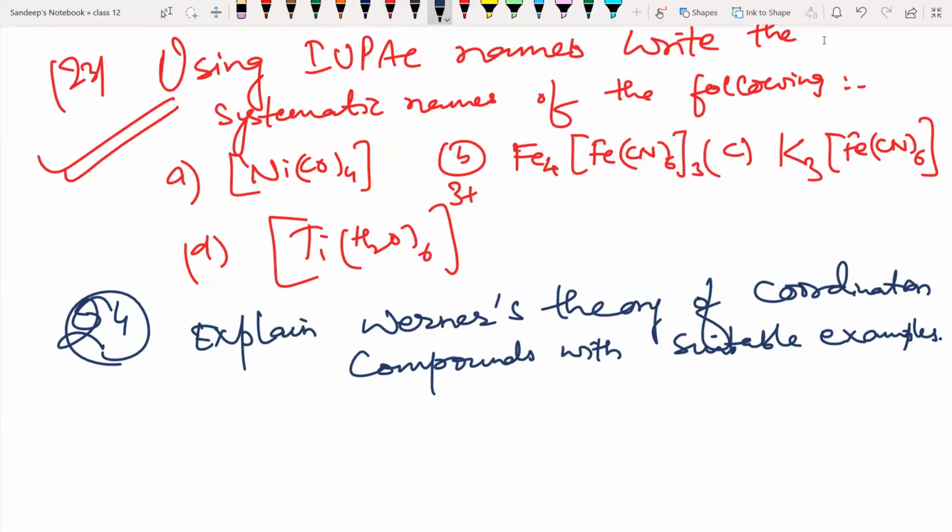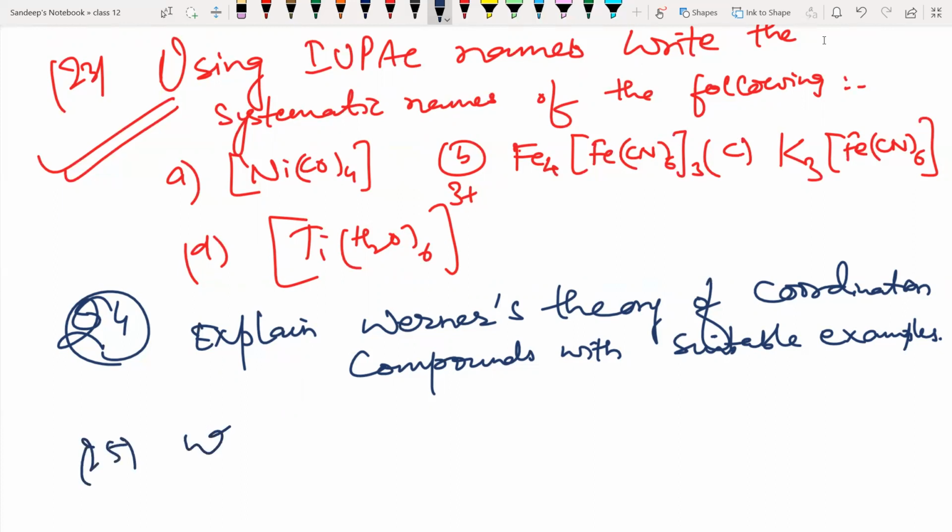So metal exhibits two types of valency: primary and secondary. Primary valency is ionizable, which is satisfied by negatively charged ions. Secondary valencies are non-ionizable, which are satisfied by neutral or negatively charged species. Secondary valency is equal to coordination number, whereas primary valency is equal to oxidation number. So these are the postulates of Werner's theory which you have to remember.